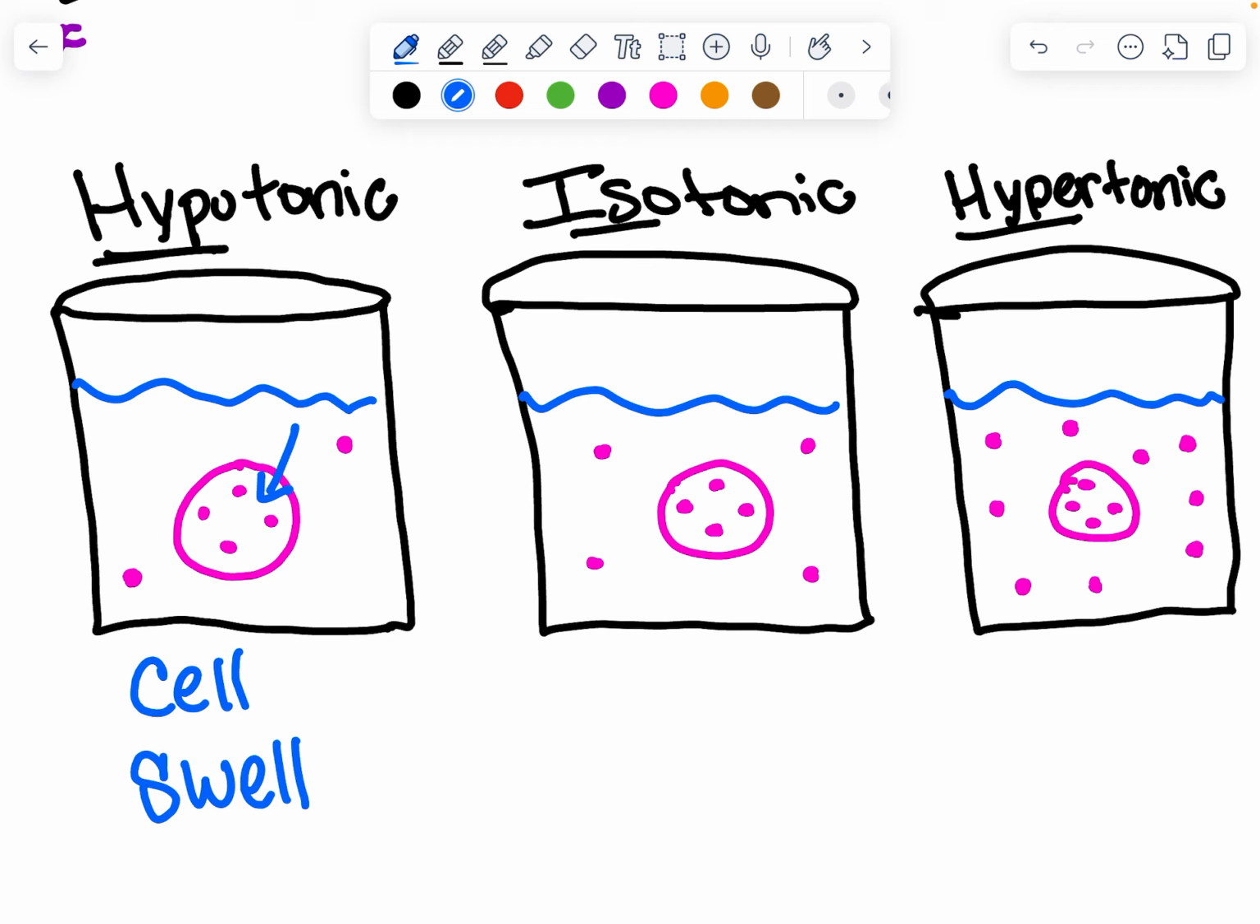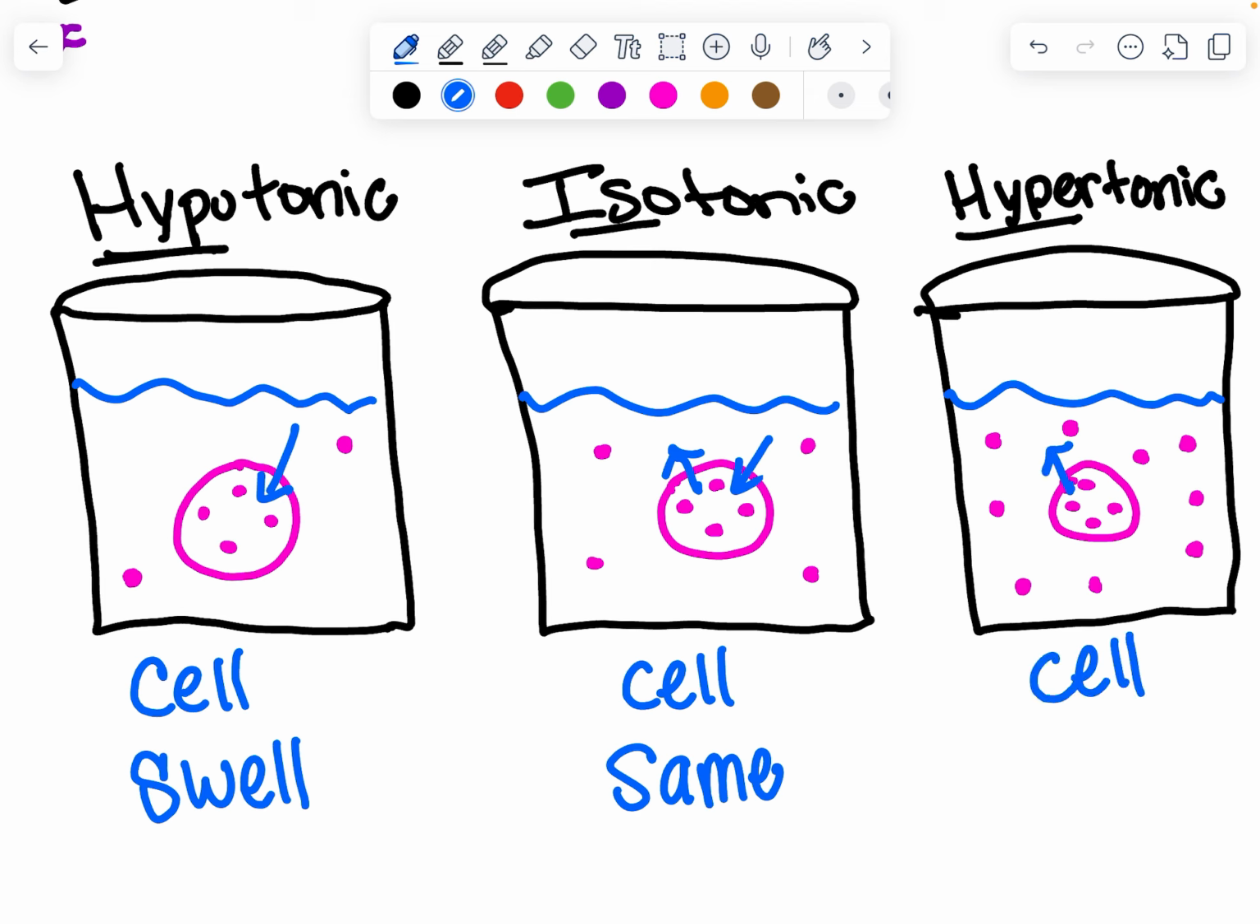In an isotonic solution, we have the same number of solutes in the cell as we have out of the cell, which means the water will move in and out at an equal rate, and the cell will stay the same. In a hypertonic solution, the water wants to move wherever there are more solutes, which means that water is going to move out of the cell. And when water moves out of the cell, it will shrink.